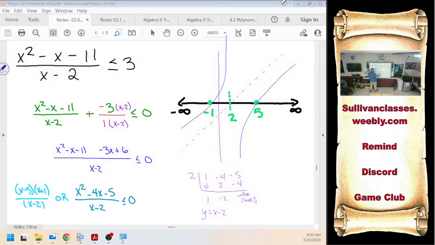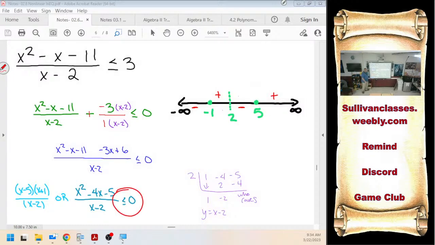Once you've got that number line, could you just test, say it's negative right here, positive here, negative here, positive here? Just look at your calculator screen and see where it's above or below the x-axis, because those are positive and negative numbers. And then answer the question. Where is that less than or equal to 0? Well, less than or equal to 0 is anywhere it's negative. So here and here.